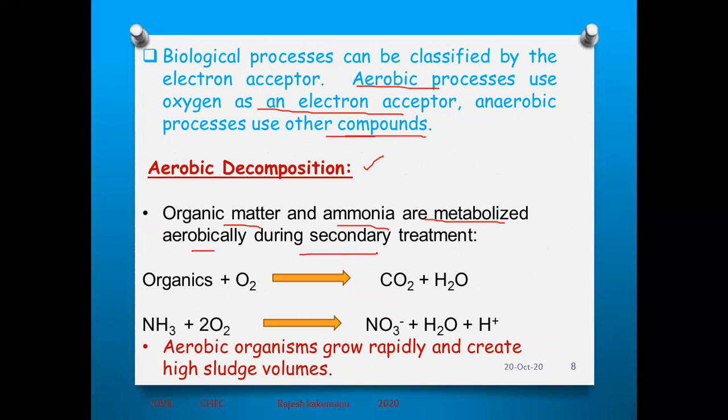So what happens in aerobic decomposition? We decompose the organic matter by adding microorganisms to the water. In the presence of oxygen, organic matter plus ammonia are metabolized aerobically during the secondary treatment. That is, organics plus oxygen give rise to carbon dioxide plus water. For ammonia, NH3 plus 2 O2 gives rise to NO3- plus water plus hydrogen.